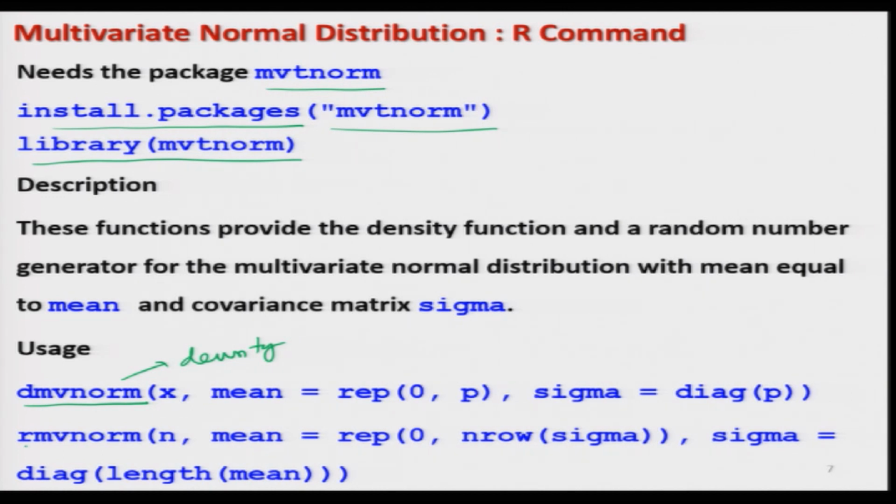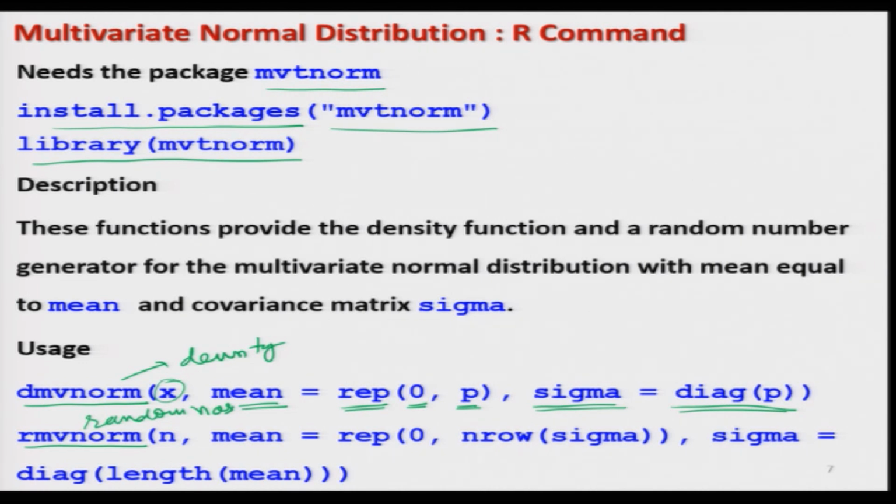and if you use the command rmvnorm, this will generate the random numbers. The command is like this: you have to give the data vector x, and then I am taking the mean vector as 0 0 0. So, I am using the command rep, which repeats the value 0 small p number of times, and the covariance matrix is given by the parameter sigma. This can be any matrix, but I have taken a diagonal matrix of order p.